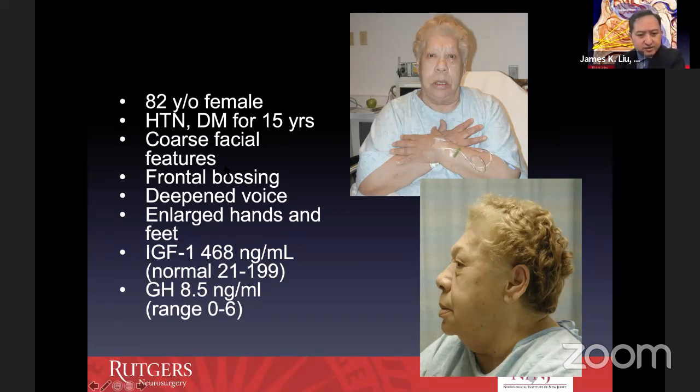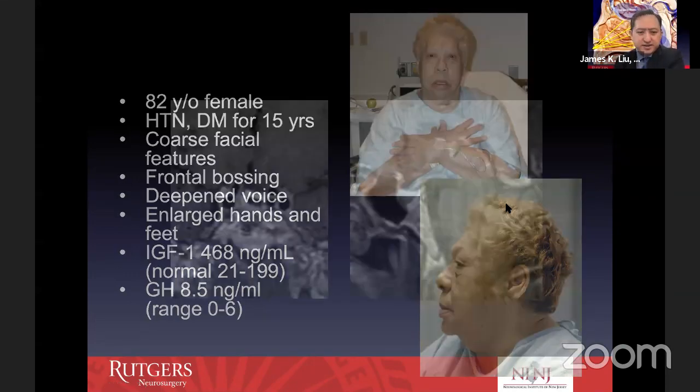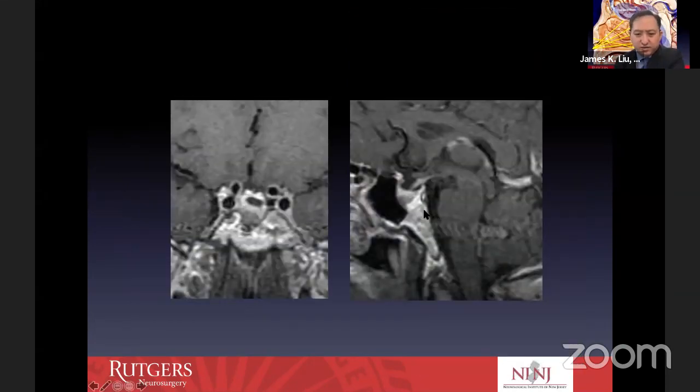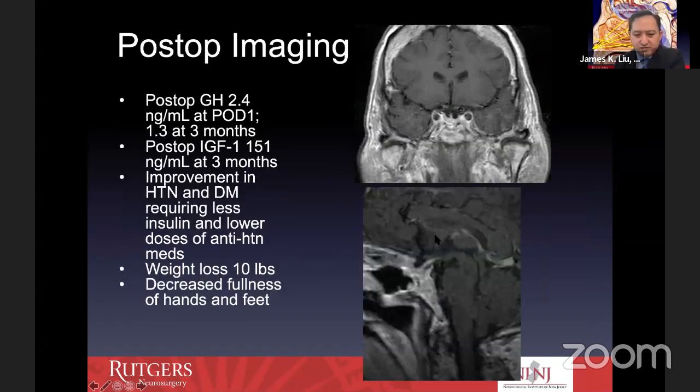So we must treat these since these are malignant endocrinopathies. This is an 82-year-old female who presented with diabetes and hypertension, enlarged hands and feet, with an elevated IGF-1 and growth hormone. Look at the frontal bossing, enlarged jaw, enlarged hands, and they typically have a deep voice. And here, the tumor is quite small. Notice how the stalk ends with the gland, and the small tumor is right here just below the normal gland. And this was readily removed endoscopically.